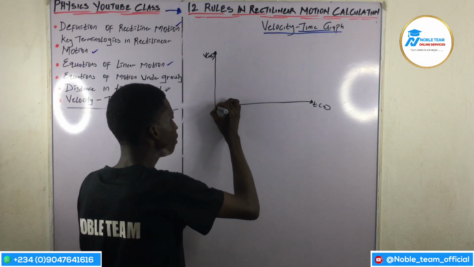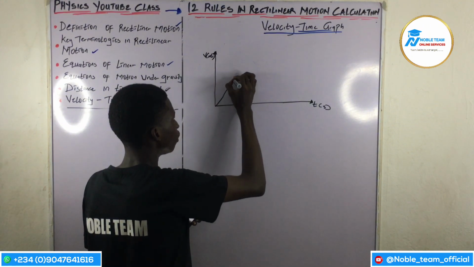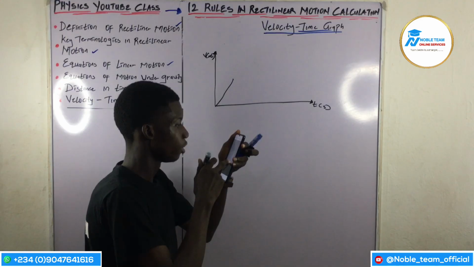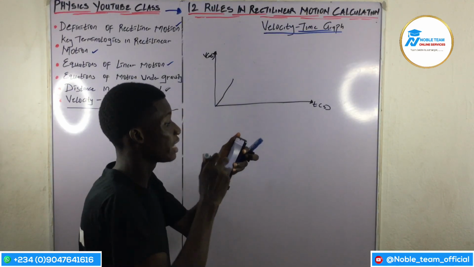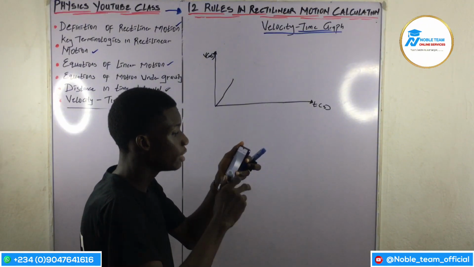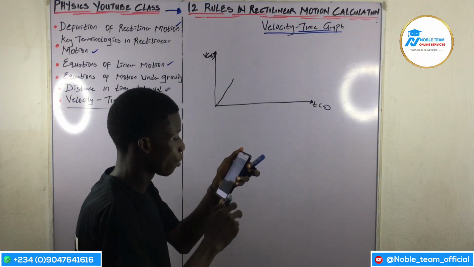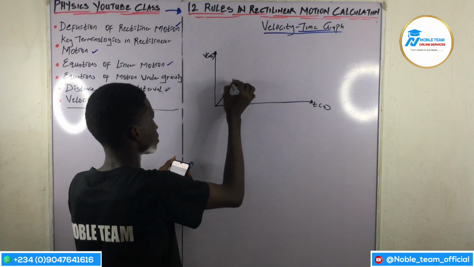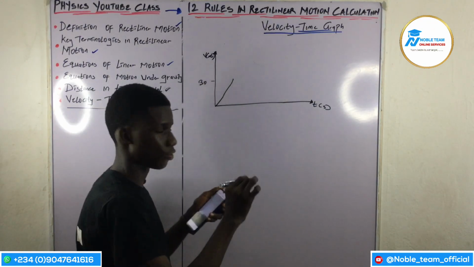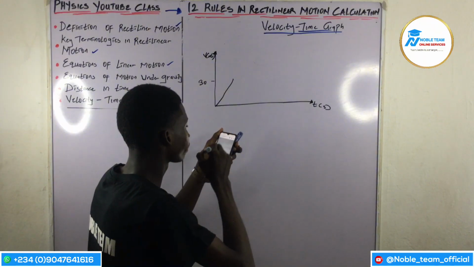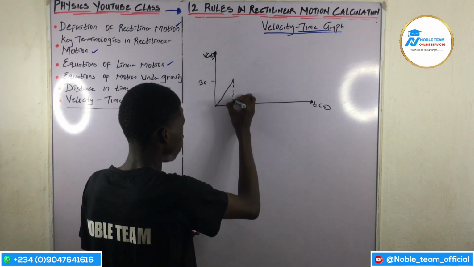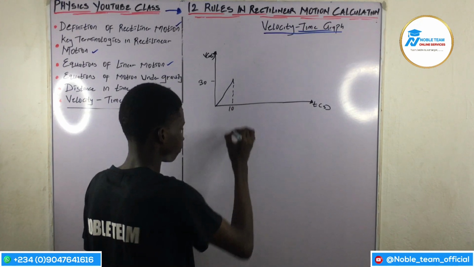Yes, they said uniformly from rest without bending. This is not straight. Do you understand? Then uniformly from rest for 10 seconds and attains a velocity of 30 meters per second. Now this is my what? Velocity. My velocity here, they said, is 30 meters per second. Then they now say for 10 seconds, and it's going to be like this because this is my time, 10 seconds.